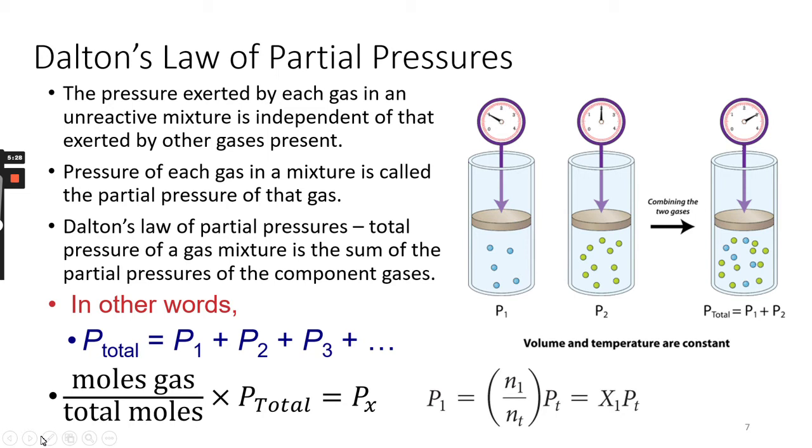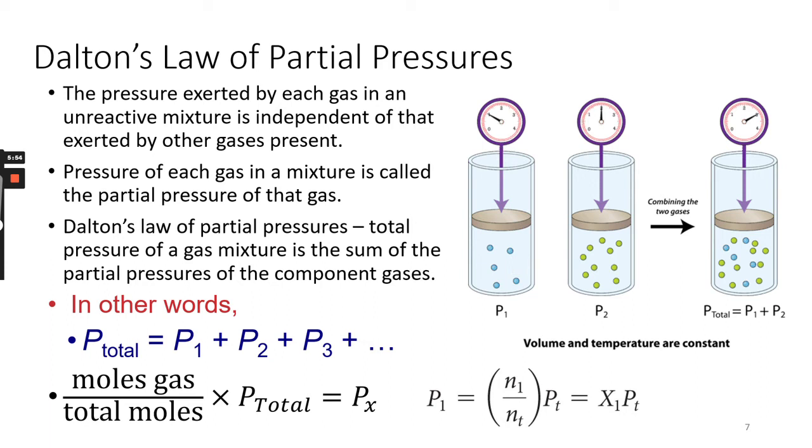So one of the first gas laws we're going to talk about is Dalton's law of partial pressure. And basically what he said is that if you have a container with more than one type of gas, the total pressure in that container is the sum of the pressure from each gas. So if you look at your picture here, you have your blue gas here, and that is exerting a pressure P1. And here you have your green gas, and that's exerting a pressure of P2.